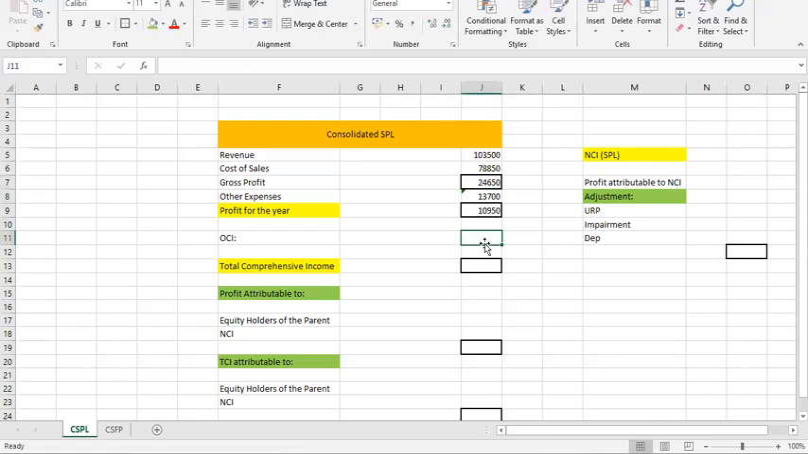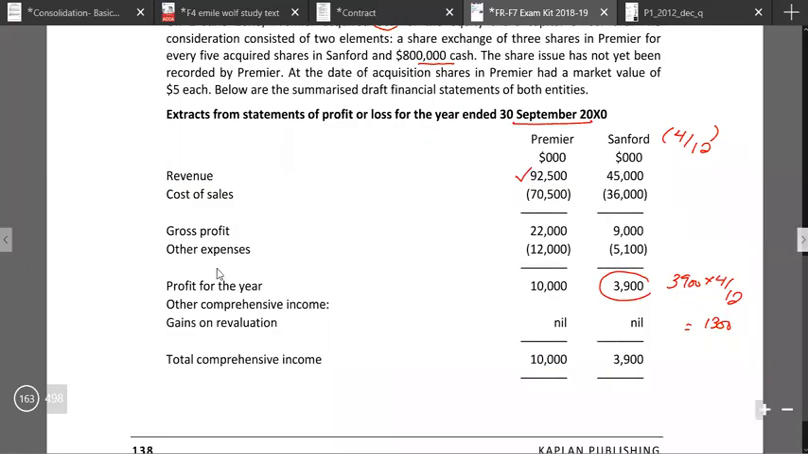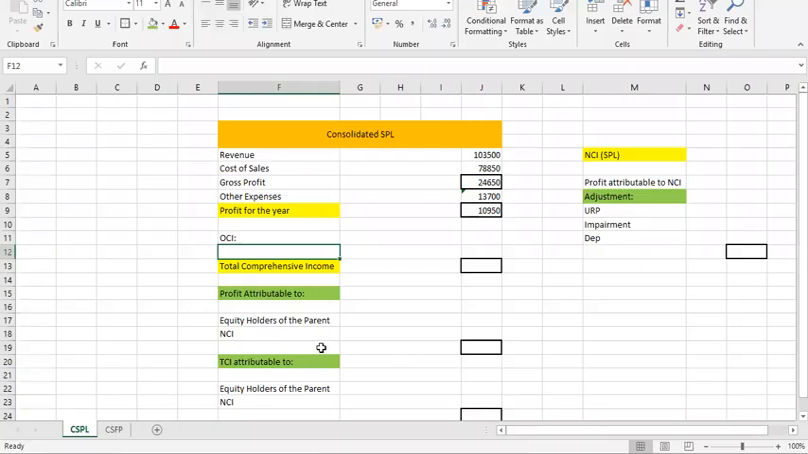So then you have the other comprehensive income. In the other comprehensive income, there was a gain of the parent, if you remember. Yes, there was a gain in the working number 4. We'll be recording that. Gain on investment.